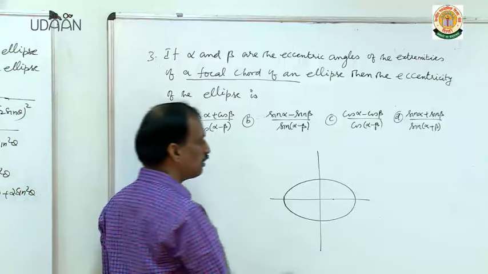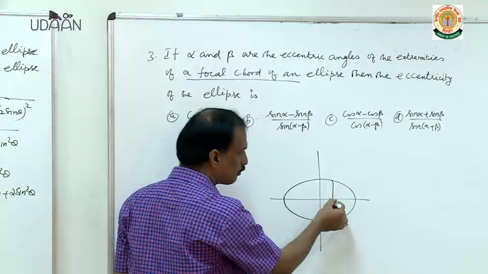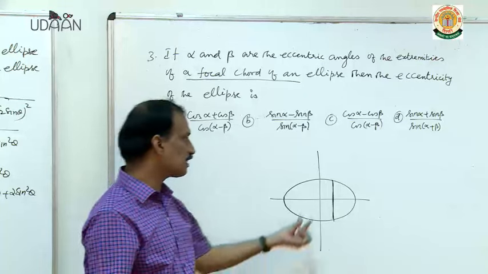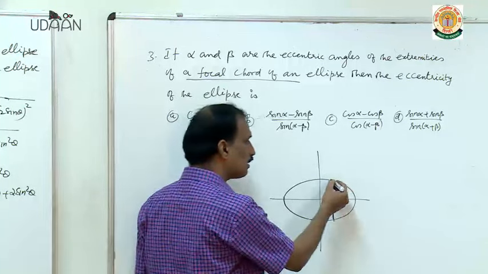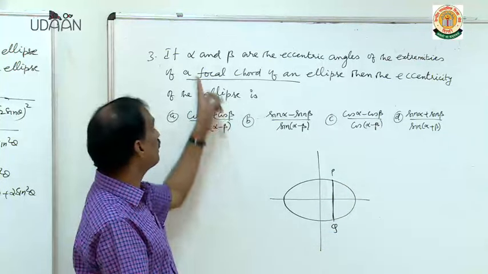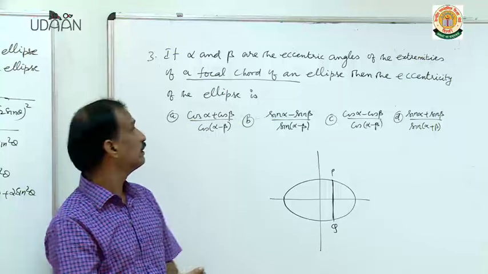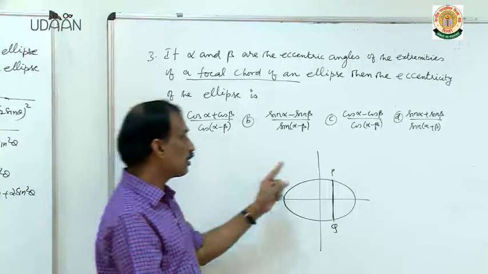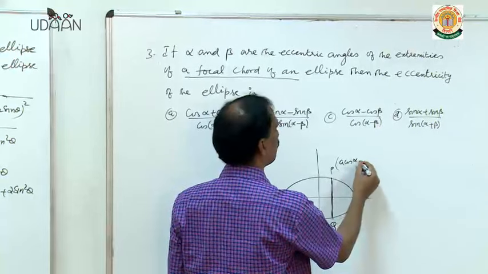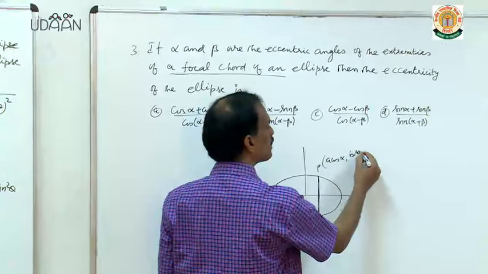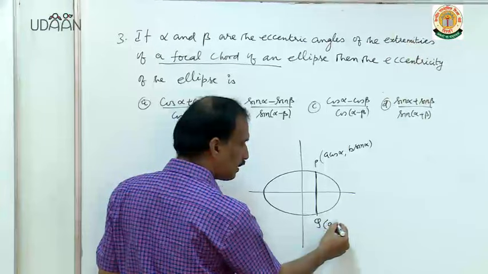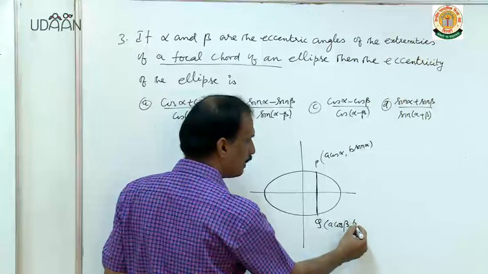So for that we know that a line passing through the focus is called the focal chord. So these are the two extremities. Let us take this as P and this as Q. Given that alpha and beta are eccentric angles, so the points will be (a cos alpha, b sin alpha), and this one (a cos beta, b sin beta).